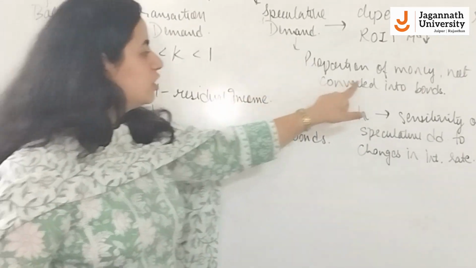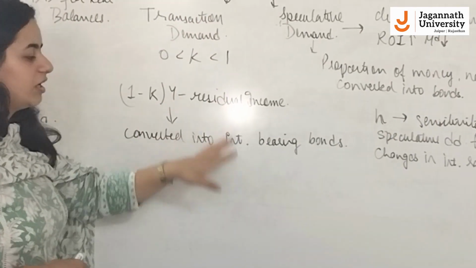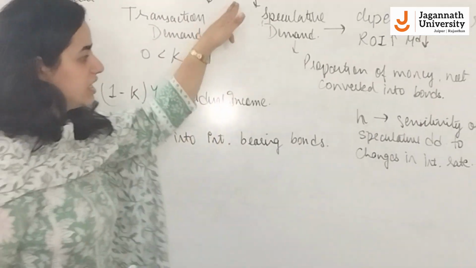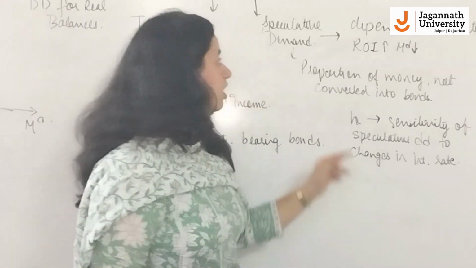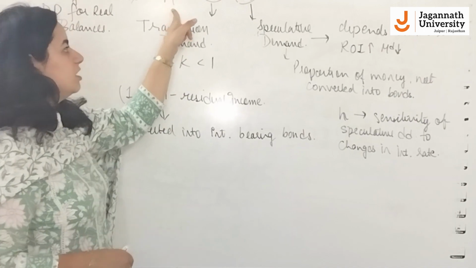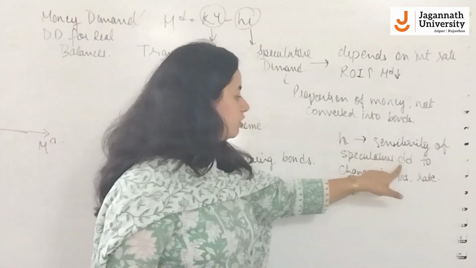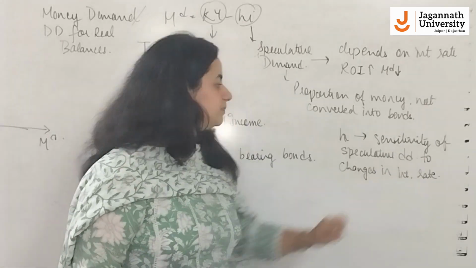It is the proportion of money which is not converted into bonds. So ये ट्रांजैक्शन डिमांड के बाद जो आपने बॉन्ड्स में क्रिएट करा, ये वो हिस्सा है जिसको आपने बॉन्ड्स में क्रिएट नहीं करा. और H क्या दिखा रहा है? H शो कर रहा है सेंसिटिविटी ऑफ मनी डिमांड टुवर्ड्स द चेंज इन इंटरेस्ट रेट. Sensitivity of speculative demand to changes in the interest rate.